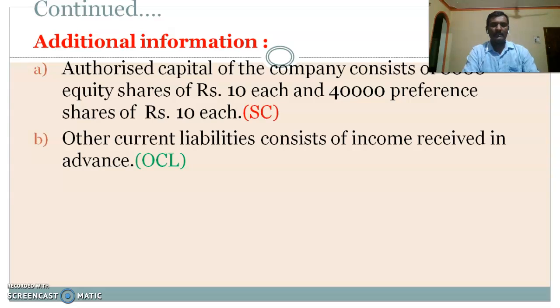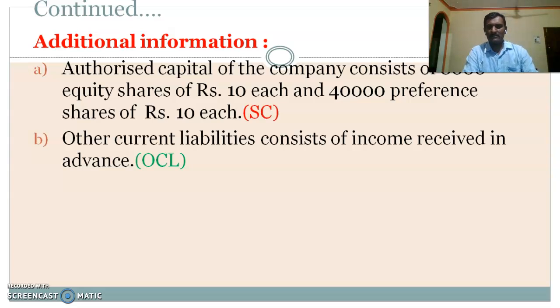And they have given information about the authorized capital in the additional information. That is 8,000 equity shares of 10 each and 40,000 preference shares of 10 each. This is the authorized capital. It is also to be taken in the note share capital separately. And there is additional information about other current liabilities, which consists of income received in advance. It is to be taken under other current liabilities.